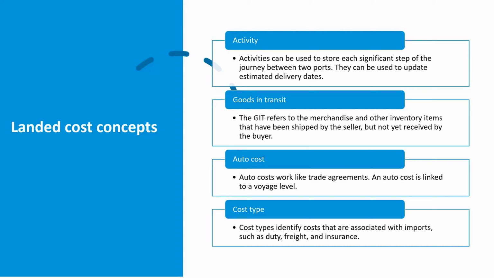And when it comes to the most important part with the landed cost, which is the cost calculation, we have the cost types that identify the costs that are associated with imports such as insurance, duty, freight, and so on. The auto cost. In Dynamics 365, we can define auto cost, and it works like the trade agreement. So we can define auto cost on multiple levels and in multiple combinations, like with a combination of a specific port. We can define the landed cost on multiple levels, like on a voyage or item and so on.